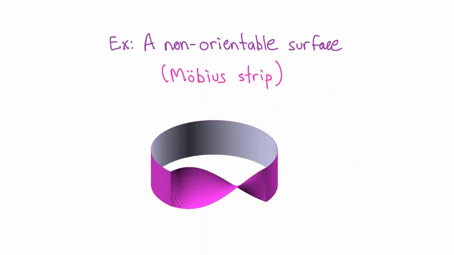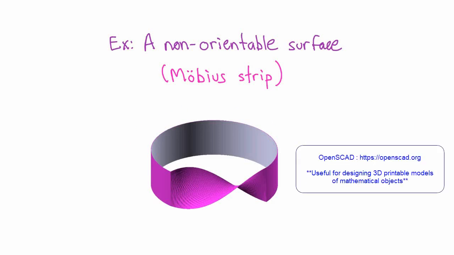Before we go further, unless you think that every surface that you're ever going to encounter is guaranteed to be orientable, I'd like to show you an example of a non-orientable surface. This is a prototypical example of a non-orientable surface called the Mobius strip. By the way, this image and some of the other computer-generated images in this video were created using a free program called OpenSCAD, which is something that I use to make models for 3D printing.